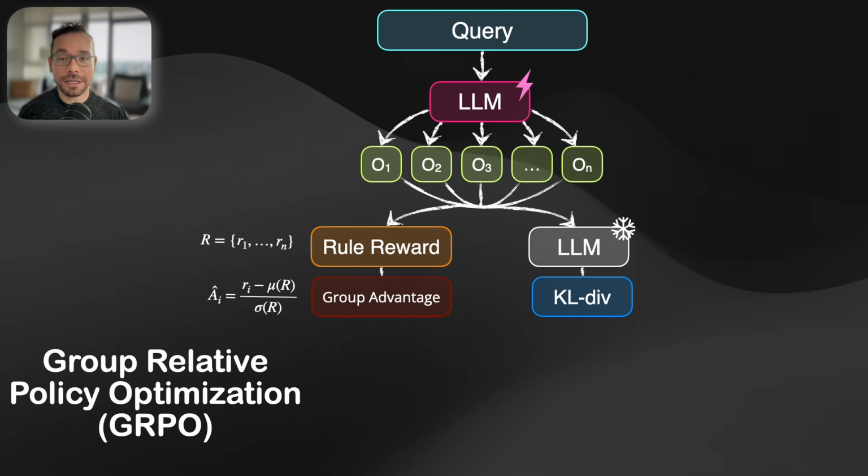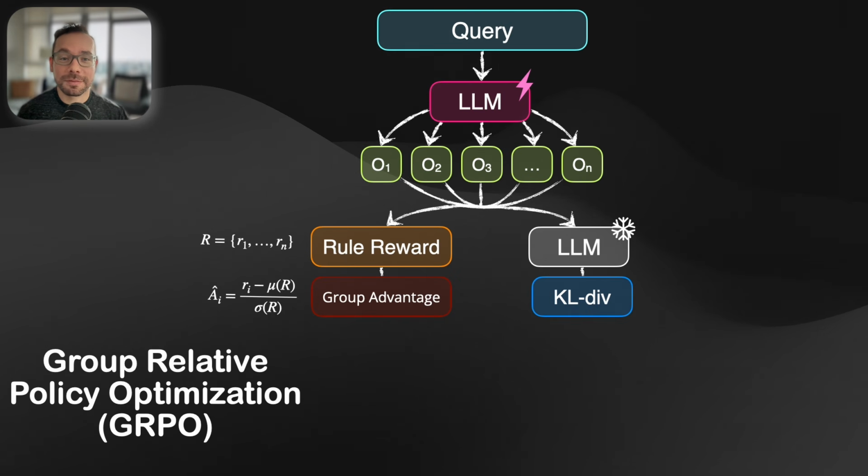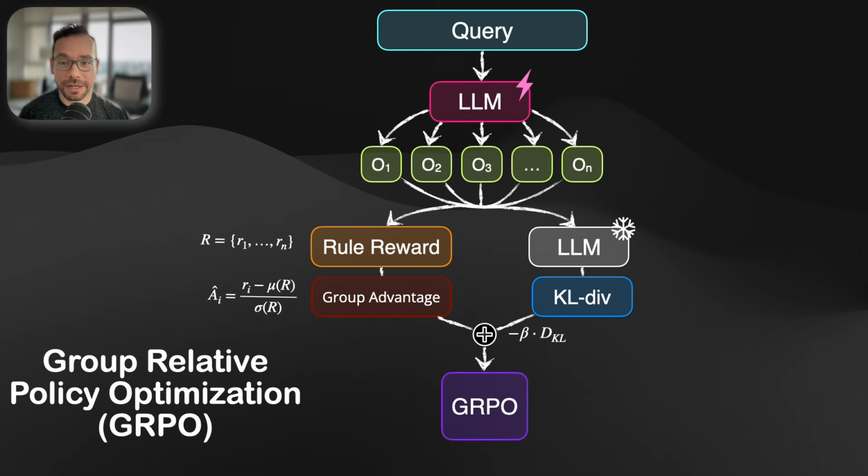In the next step, we have KL divergence, as always. By comparing the token log probs of the active model and the reference model, we make sure the model stays grounded. Unlike PPO, this is not folded into the per-token reward. It stays as the explicit penalty term in the overall objective. And then in step number 5, we have the GRPO objective function.